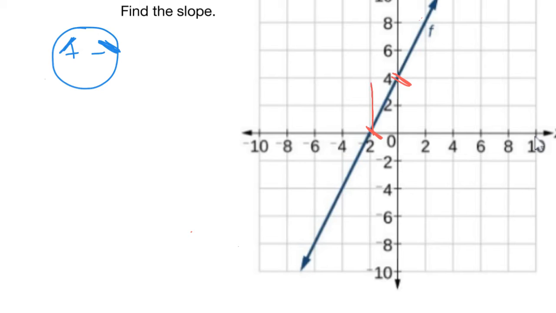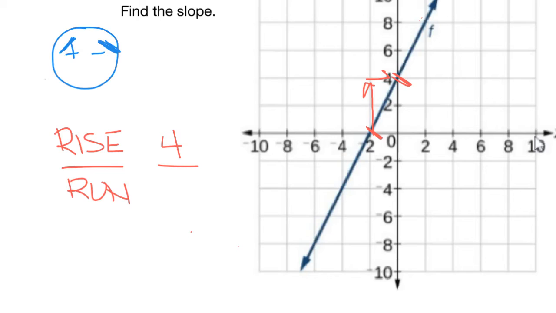I'm going to rise up. Now, keeping in mind that when I rise up, although I go 2 blocks, each block is worth 2. So I'm actually going up 2, 4. My rise is 4. And then whenever I run, I'm going to go over just 1 block, and that's 2.